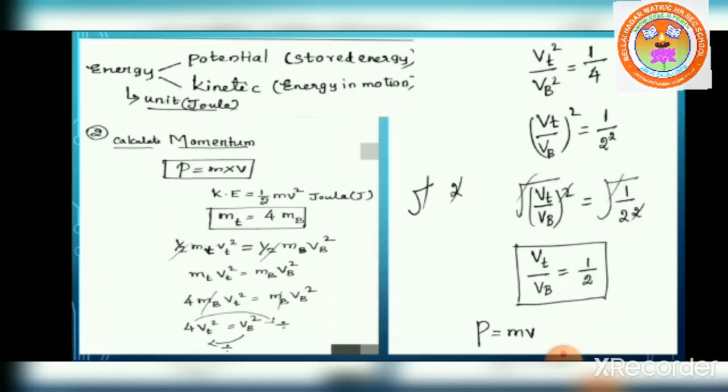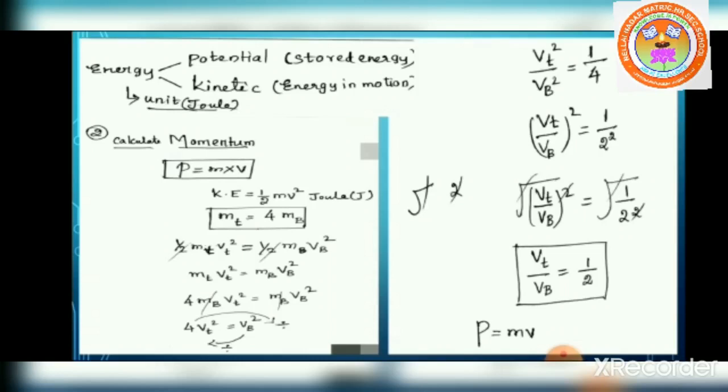So 1 by 2 mt vt square is equal to 1 by 2 mb vb square. On one side the truck, on the other side the bike. So 1 by 2 cancels, so mt vt square is equal to mb vb square. Here, instead of mt we should substitute 4 mb. So 4 mb vt square is equal to mb vb square. On the right hand side and left hand side mb cancels. So 4 vt square is equal to vb square.